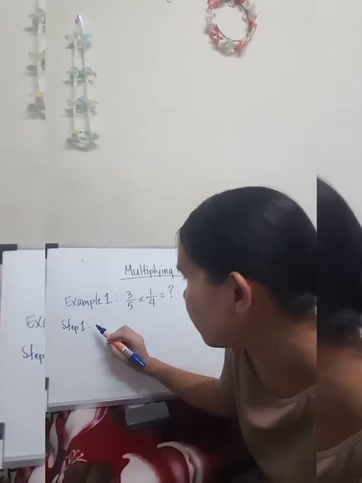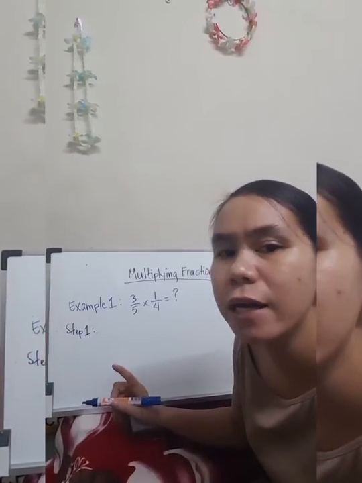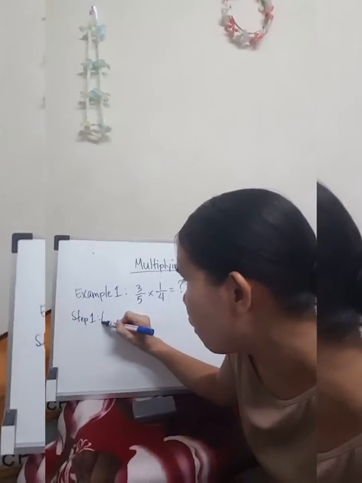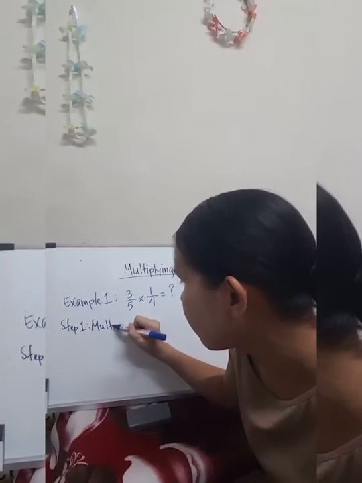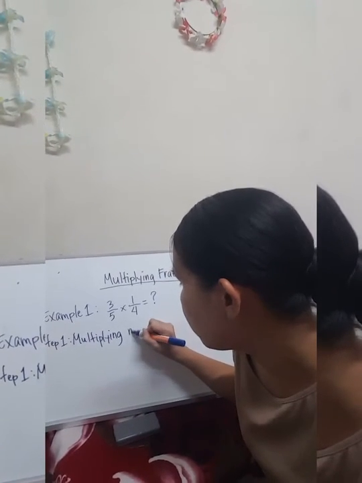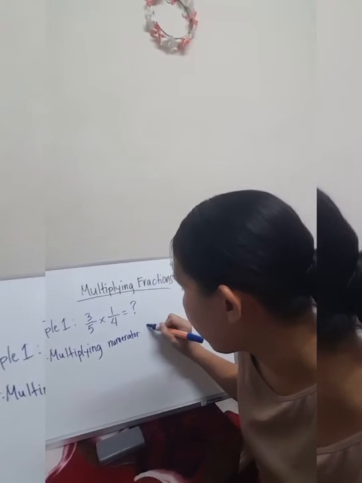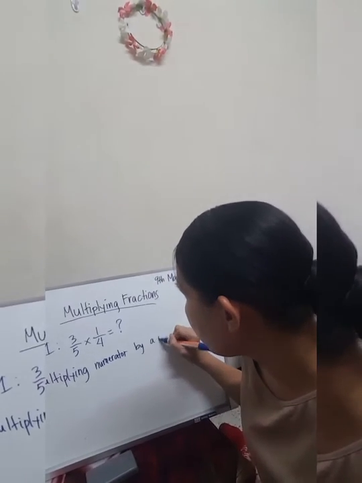So step 1, you need to multiply the numerator by the numerator. Again, multiplying numerator by numerator.